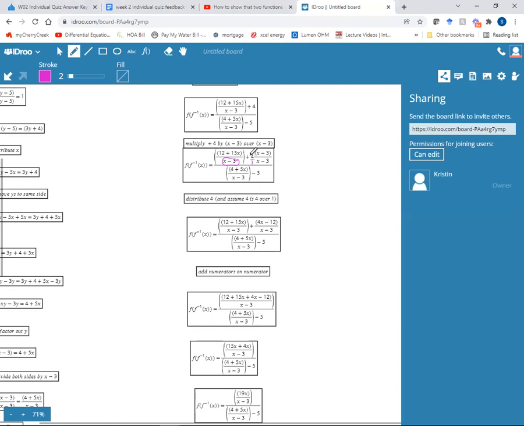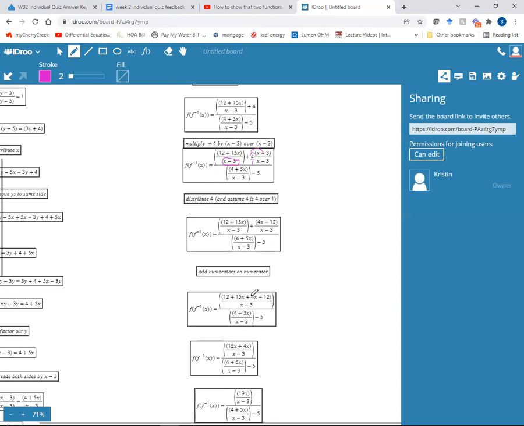And now we're going to distribute the 4. And we distribute the 1 as well, but that doesn't change anything. So now 4 times x gives you 4x, and 4 times 3 gives us 12. And now that we have the same denominator, we can add the numerators. So we take this 12 plus 15x and 4x minus 12.